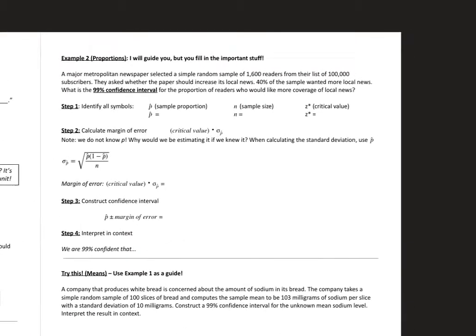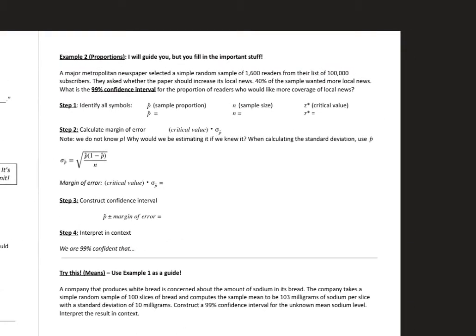All right, the next problem, I'm going to guide you through it, but you're going to fill in the important stuff. Okay, so a major metropolitan newspaper selected a sample of 1,600 readers. That's our sample size, 1,600 from their list of 100,000 subscribers. The 100,000 is just the population size, but we don't need to identify that. They asked whether the paper should increase its local news. 40% of the sample, so that 40% describes the sample, which means it's a statistic, the sample proportion. So that's 0.40.